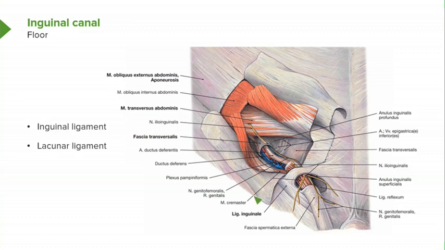And then lastly, we'll have the floor to the inguinal canal. A good portion of the floor will be formed by the inguinal ligament. And as that inguinal ligament approaches its medial attachment to the pubic tubercle, there will be an expansion of the inguinal ligament that will run more posteriorly to attach to the pectineal line of the superior ramus of the pubic bone. This expansion of the inguinal ligament more medially forms what is known as the lacunar ligament, so it will contribute to the floor as well.